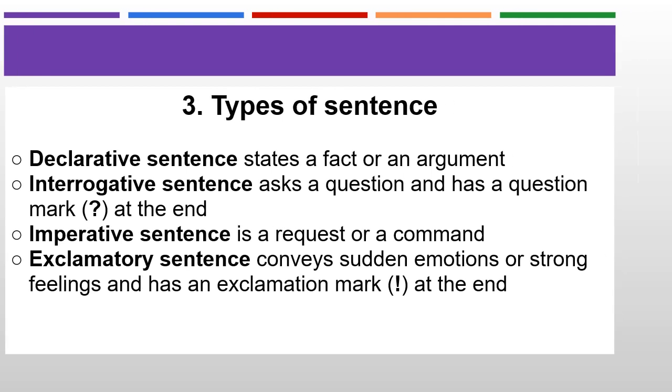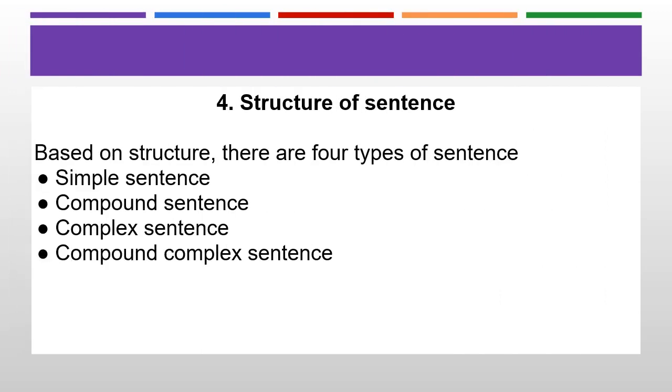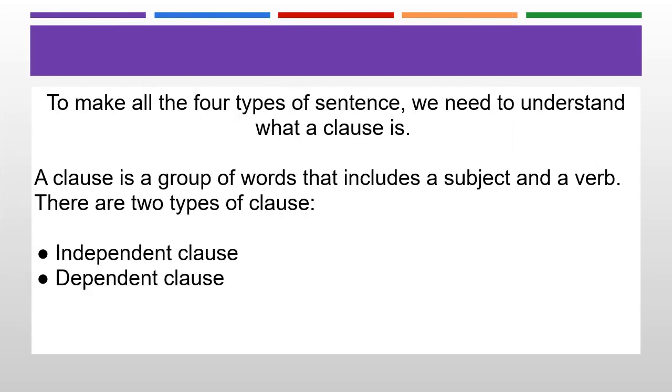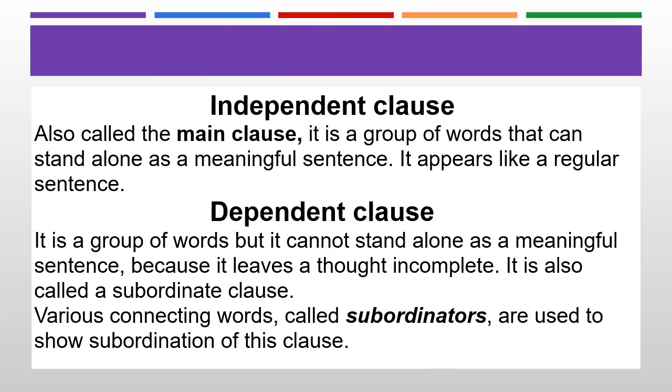Now the final and the most important part of this video, how to structure a sentence. To structure a sentence correctly, we need to understand what a clause is and how it works. A clause is any group of words that includes a subject and a verb, and it is divided into dependent and independent clauses. An independent or the main clause is much like a regular sentence and it can stand alone as a meaningful sentence. However, a dependent or a subordinate clause cannot stand alone as a meaningful sentence and it is dependent on the main clause.